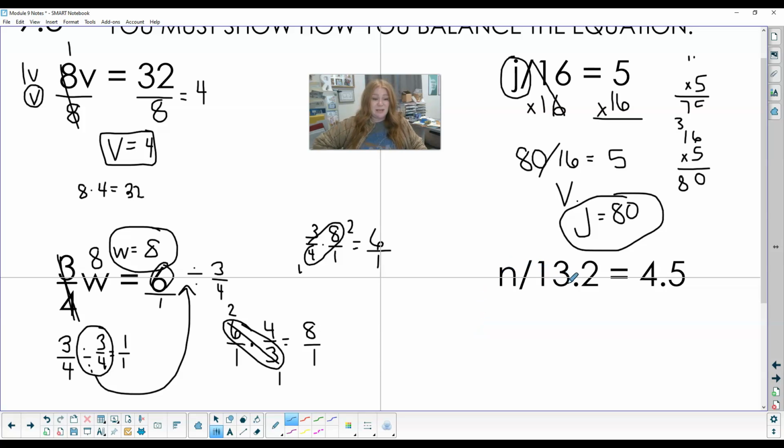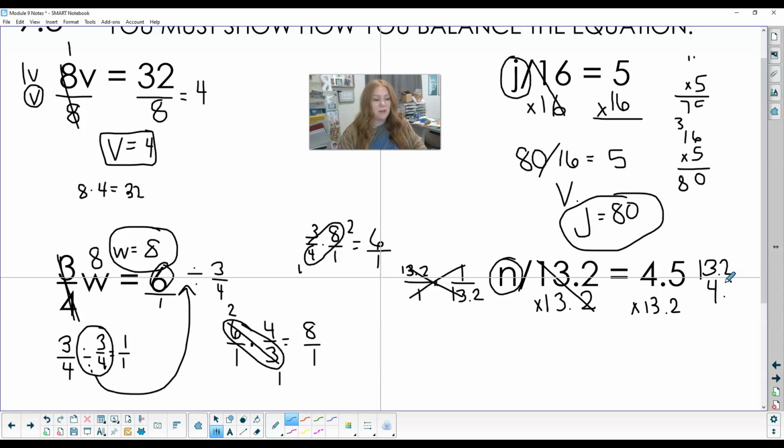We have n divided by 13.2. So the opposite of dividing is to multiply. And remember, this is like a fraction. This is 1 over 13.2 right now. So we don't know what n is. So the opposite is going to cancel that out. If I times by 13.2, they just cancel each other out. So I'm just left with n. But now I have to do that on the other side. So find a place on your paper. You can do that with me.